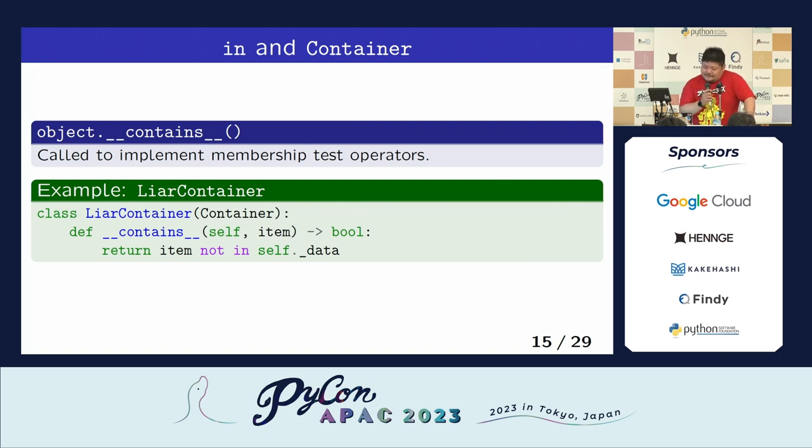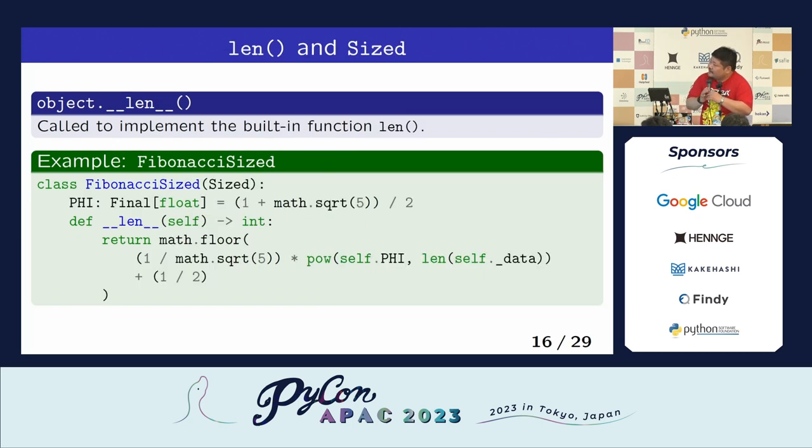How do we implement those useless objects? First, in and contents. A container object is an object that has the contains method. For example, the liar container has the contains method, but returns not in self data. This source code is not perfect; my GitHub repository has the complete source code. So the liar container has the contains method. It is simple.